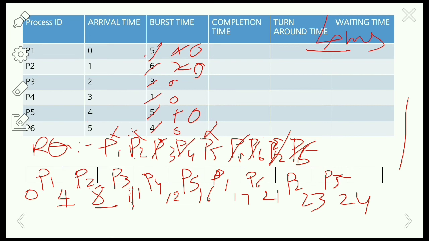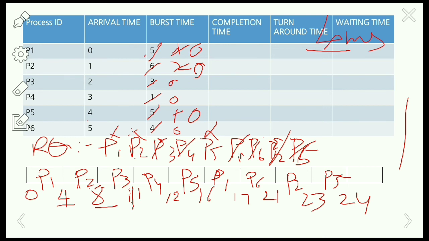If the time quantum is less, then more context switching will happen and the response time will decrease. If you take a big time quantum, it will act as the first come first serve scheduling algorithm. Now let us calculate the completion time, turnaround time and waiting time of the given processes.